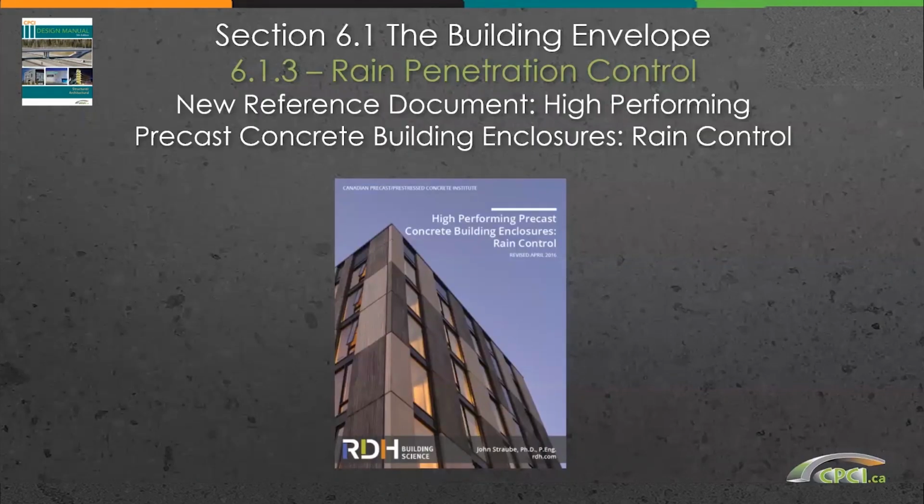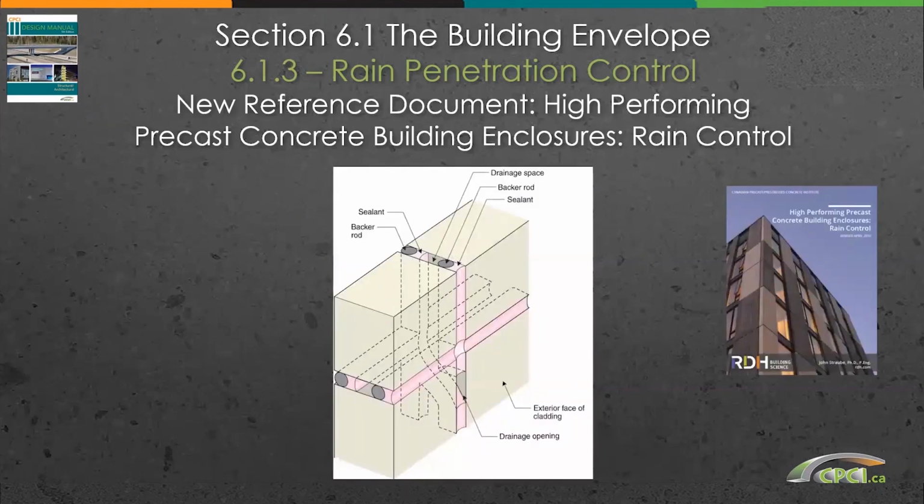Another new and important reference document in Chapter 6 is High-Performing Precast Concrete Building Enclosures: Rain Control, authored by Dr. John Straube of RDH Building Science. The Rain Control Guide, originally published in 2013 and updated in 2016, reviews the important requirements for high-performing enclosures as they apply to precast concrete, with special emphasis on the control of rainwater penetration. Precast concrete enclosure walls stand apart from most rain screen walls in several key respects: how they control rain penetration, how they provide air tightness, and their sequence of construction.